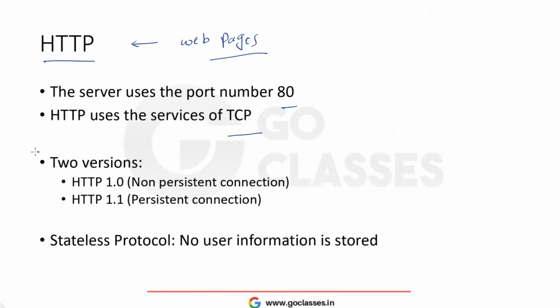Now there are two versions of this protocol. One is HTTP 1.0, which uses the non-persistence connection. I will tell you in detail what is non-persistence connection. Another version is HTTP 1.1, which uses the persistence connection. And this protocol is stateless, which means that it does not store any information about the user. So let's see these two connections, persistence connection and non-persistence connection.